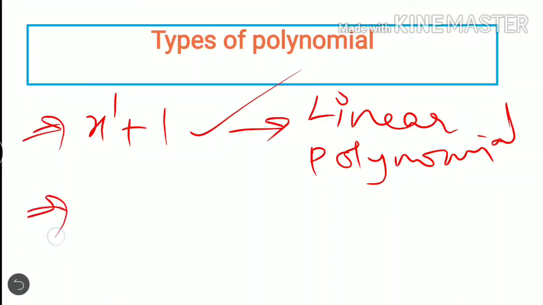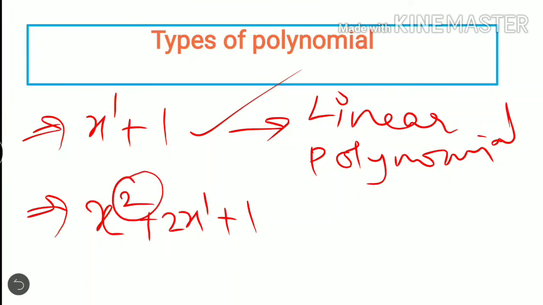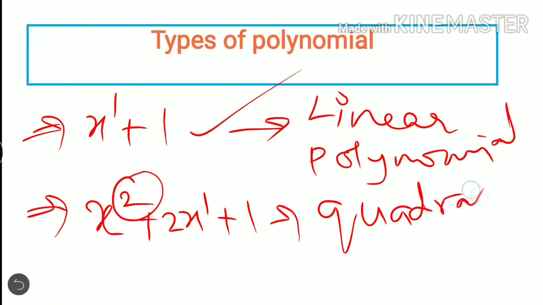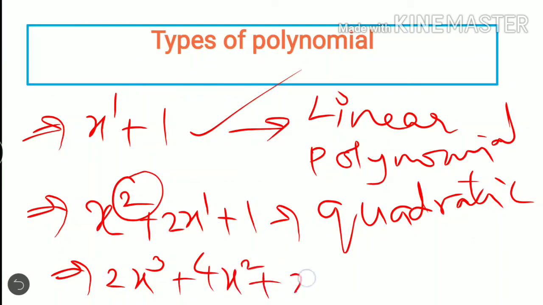Let's go for another example: x square plus 2x plus 1. Here, if you observe the powers, we have x to the power of 1 and x to the power of 2. But the degree, how will we consider it? The highest power, which is 2 here. So if the highest power or degree is 2, then that type of polynomial we call a quadratic polynomial.